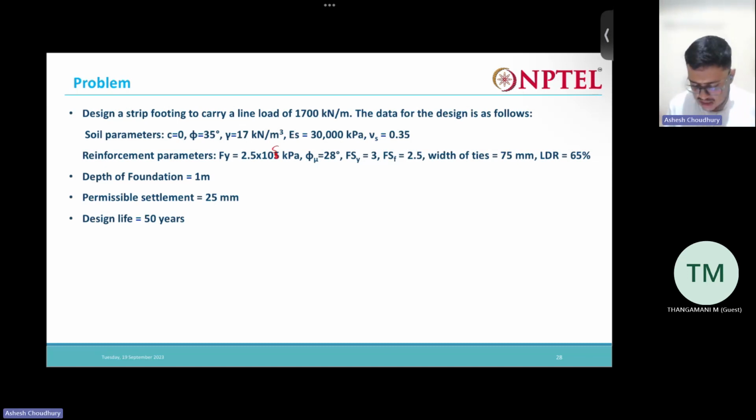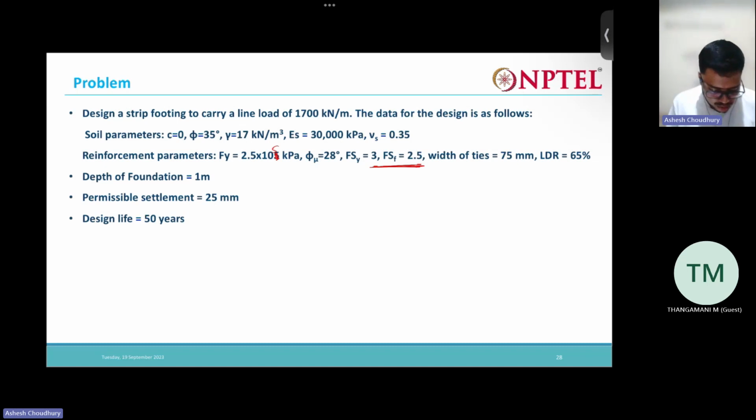the yield strength of the reinforcement. Then we have the friction angle for the reinforcement, 28 degrees. We have FSF, the minimum FSF that we should have, 2.5 at each layer. Width of ties we have, LDR we have. Depth of foundation is given as 1 meter, permissible settlement 7.25 mm, design life is 50 years.